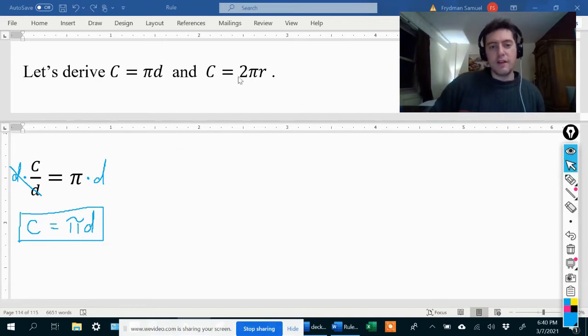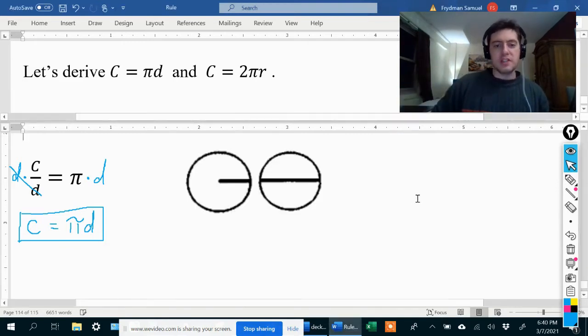Okay, now to derive this one, we need a little bit more. So let's take another look at these pictures over here. We have a circle over here, and then we have the same circle over here, and this is the radius of the circle, and this is the diameter of the circle. Now, I know that the radius of a circle goes from the center to a point on the exterior, and I know that the diameter of a circle goes through the center and connects 2 points on the exterior. It's not hard to see that the diameter is exactly twice as big as the radius.